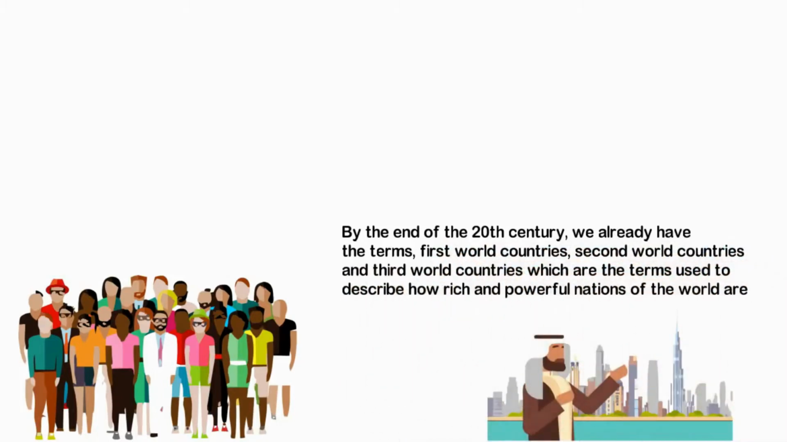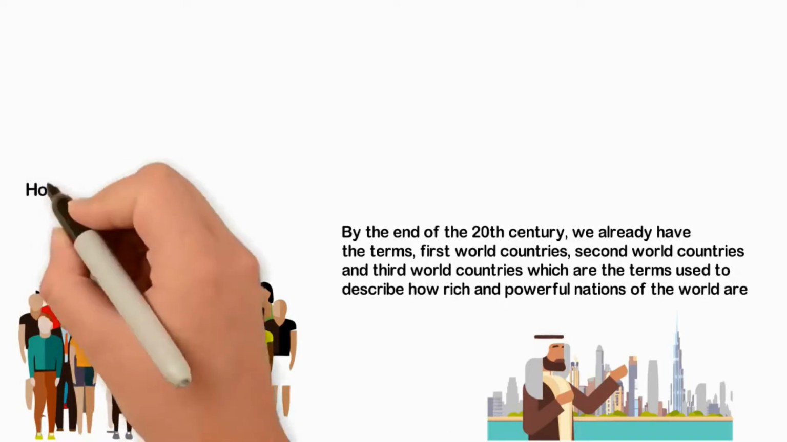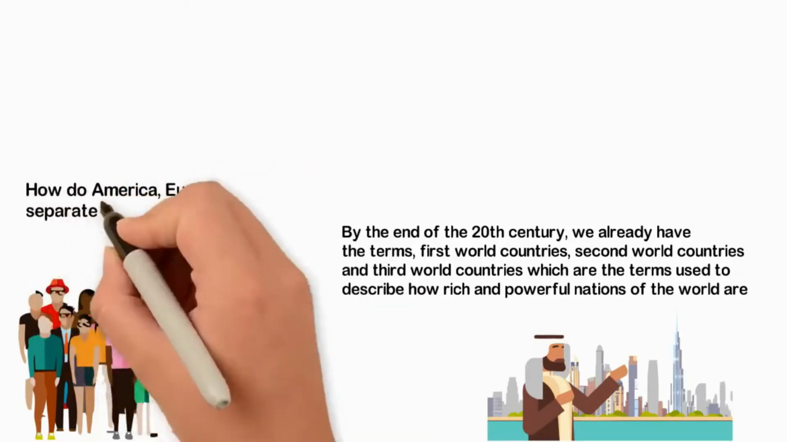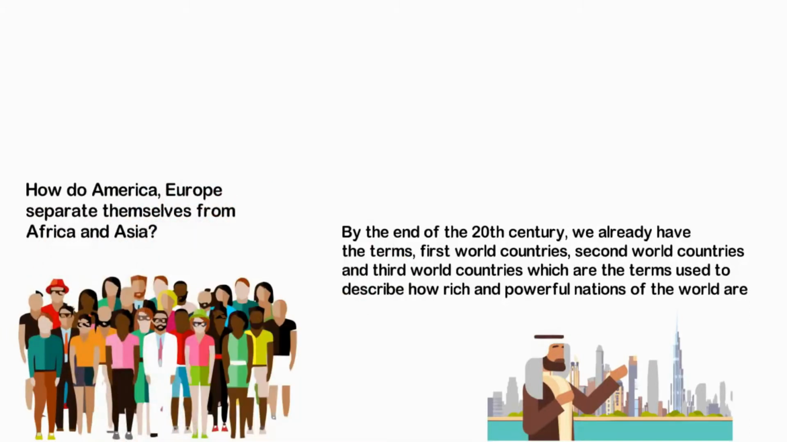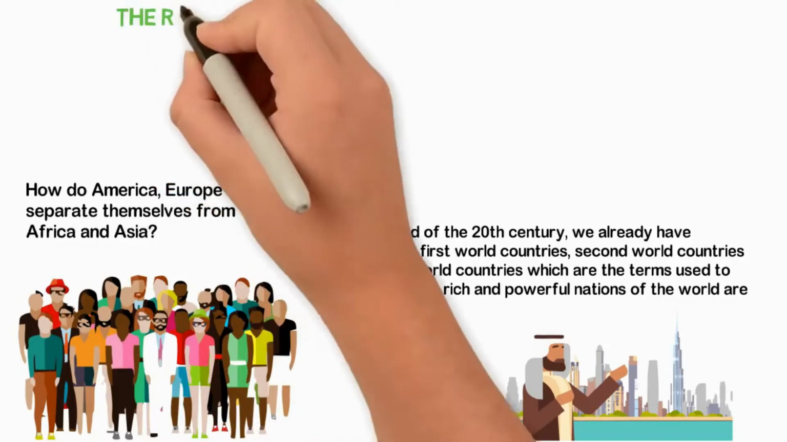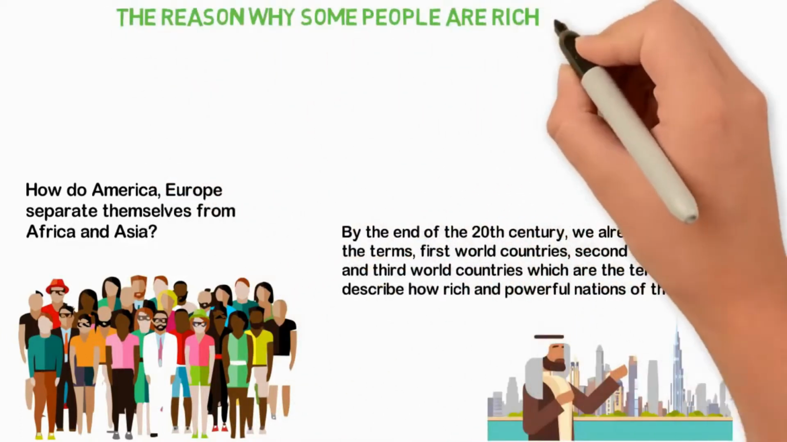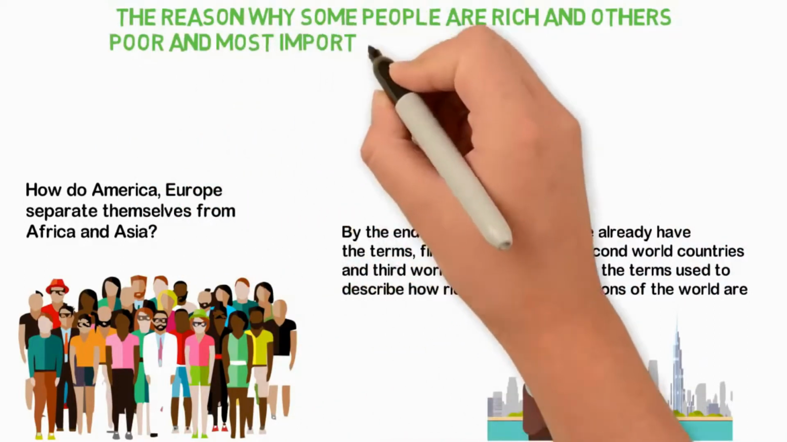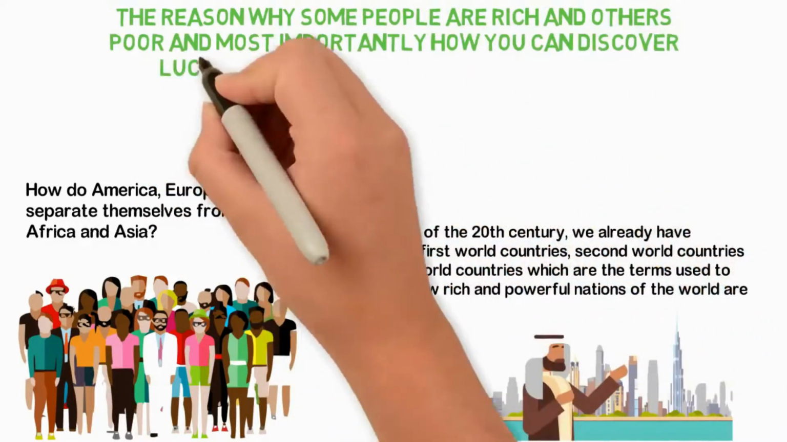The question here is, how do countries of the world change from being very similar economically to be as different as day and night? How do America and Europe separate themselves from Africa and Asia? This video will shed light into a deep secret about that, and I'll try to use that understanding to show you the reason why some people are rich and others poor, and most importantly, how you can discover lucrative opportunities in your country.